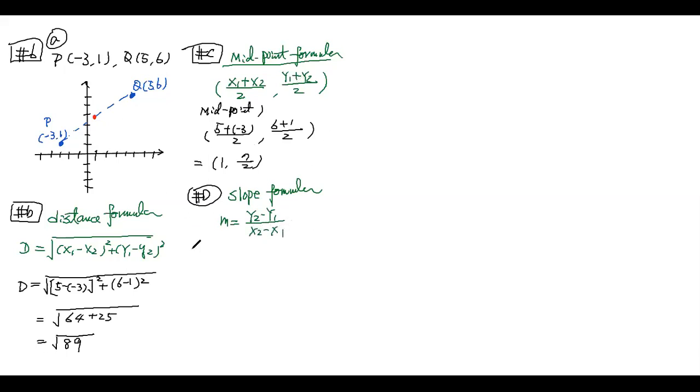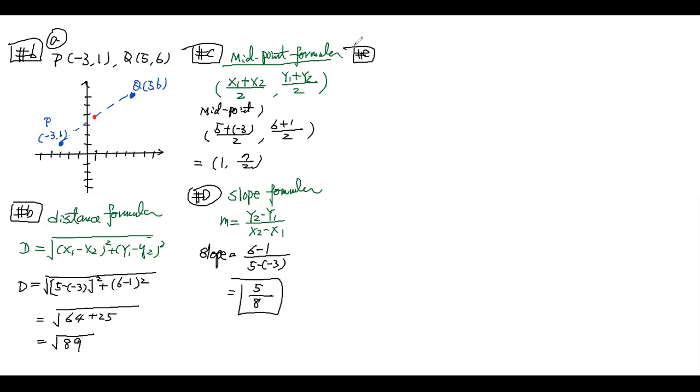Okay, so all this is a good review, right? So the slope here, what is the answer? The slope will be y2 minus y1, so 6 minus 1, then x2 minus x1, so 5 minus -3. So what is my slope here? 5 over 8, all right? 5 over 8. Okay.